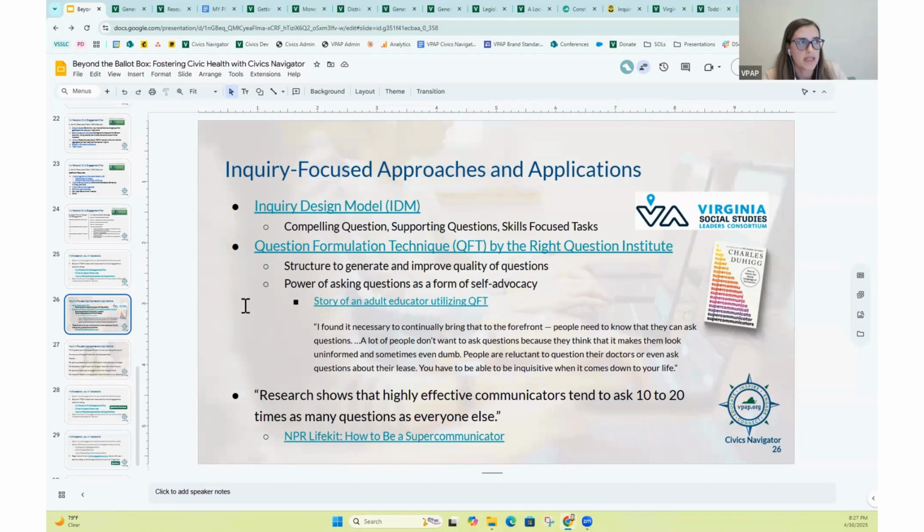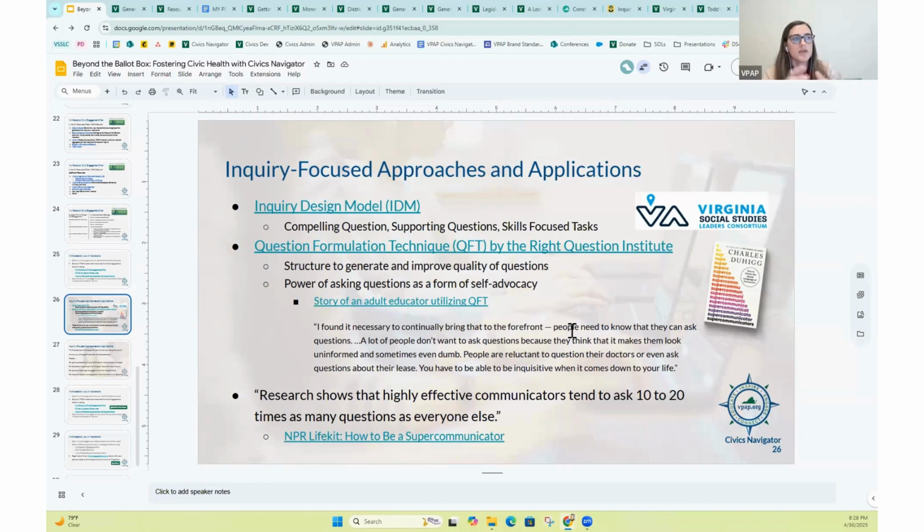Similarly, the question formulation technique, QFT, is something I often use in the classroom. And for our adult learners, this is also great. I love this article that was shared very recently from the Right Question Institute about the QFT. QFT is all around asking questions, but beginning to discern what's an open-ended question, what's a closed question, and how can I begin to ask more open-ended questions?